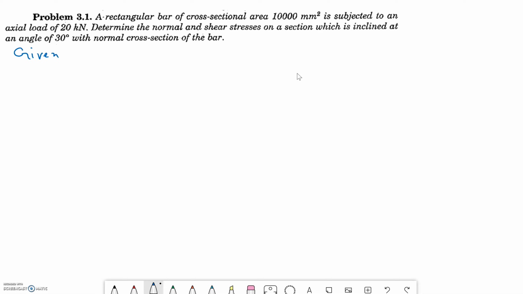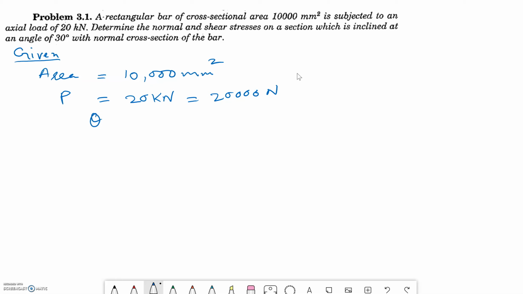The first thing, the cross-sectional area is given, 10,000 mm squared. The axial load P is given, which is 20 kilonewtons. Let us convert it into newtons so that we have consistency of units all across. And then the angle of the oblique plane. In our case, EF and FG are the two planes. The angle that FG makes with EF is given as 30 degrees. So theta is 30 degrees.